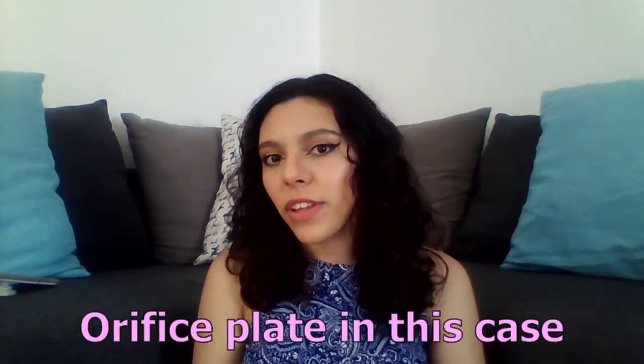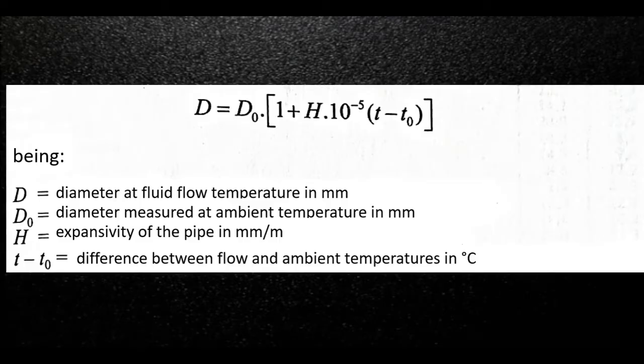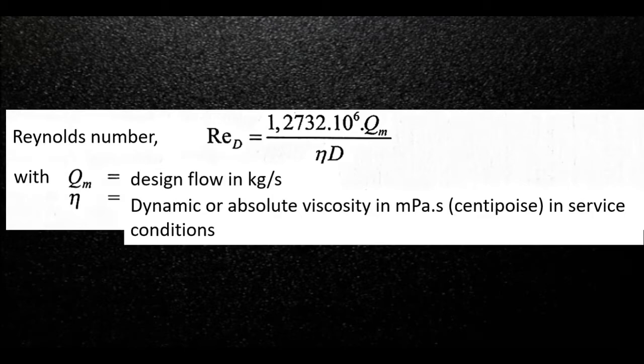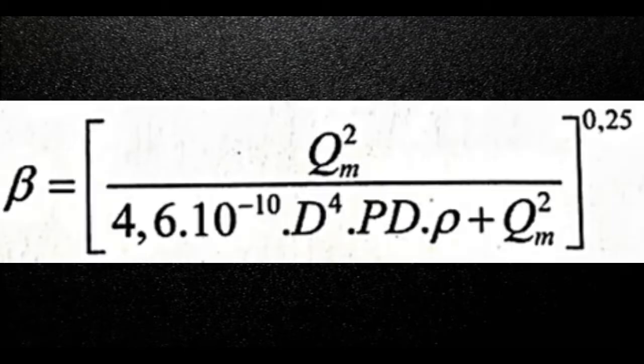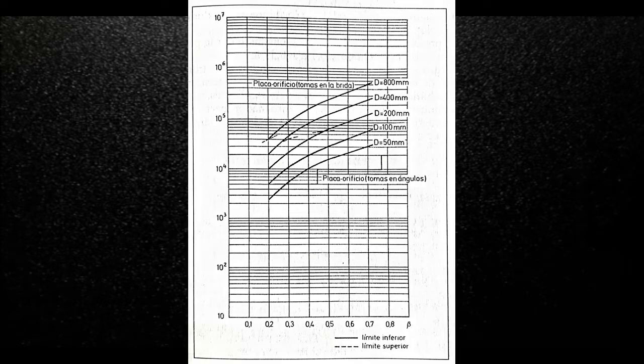Now we will do the normal calculation of the element, and for this, step 1, we calculate the diameter of the pipe with this formula, that considers the temperature of the fluid. Step 2, we calculate the Reynolds number. Step 3, we calculate an approximate value of beta, for which this graph is consulted. In this, the upper and lower limits of the Reynolds number are indicated to check the limits of its values in relation to beta.